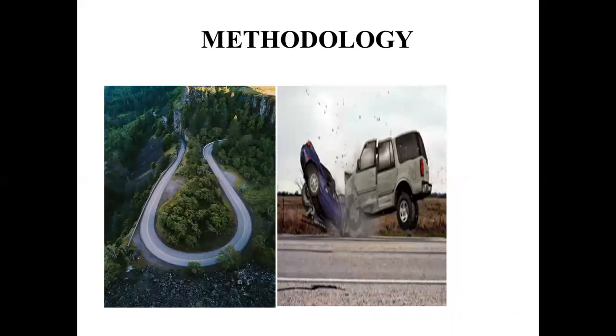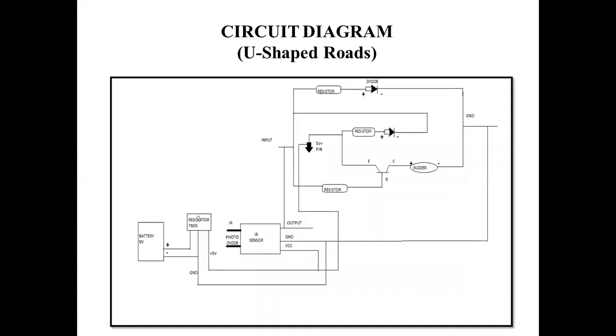And coming to the methodology, this is a circuit diagram of a U-shaped road which consists of a 9 volt battery. The 9 volt from the battery is given to a 7805 regulator. This 7805 regulator brings the voltage down from 9 volt to 5 volt. And the main component we are using is the IR sensor. The IR sensor mainly consists of an op-amp. The non-inverting input is supplied with 5 volt. This 5 volt is considered as the reference voltage.